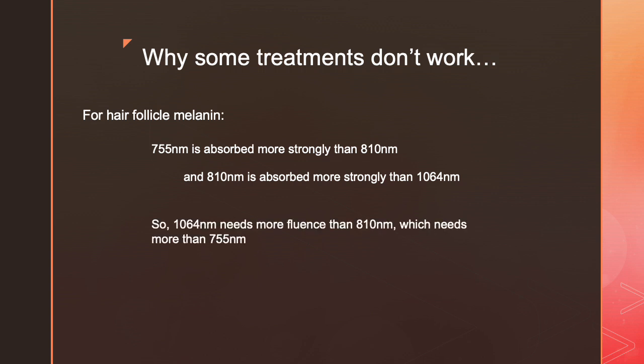So what this means is that a 1064 beam will need more fluence than an 810 beam, and in turn an 810 beam needs more fluence than a 755 beam just to achieve the same result. So not only do we consider the depth of the follicles, of the targets that we're trying to reach, but we also need to consider how strongly those targets will absorb the wavelengths that we're firing at them.